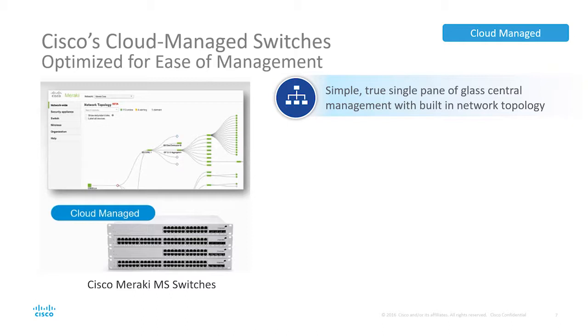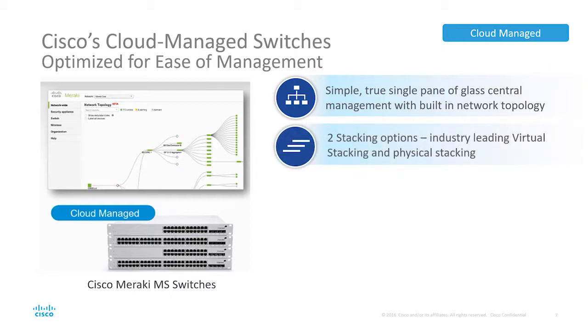There are two stacking options: industry-leading virtual stacking and physical stacking. Virtual stacking is a centralized management feature which provides control of up to thousands of ports simultaneously. Regardless of the physical location of the switches, simply choose a common characteristic, perhaps ports tagged with Voice over IP, search by that tag, then edit each port to define settings appropriate for IP telephony, such as voice, VLAN, or PoE.